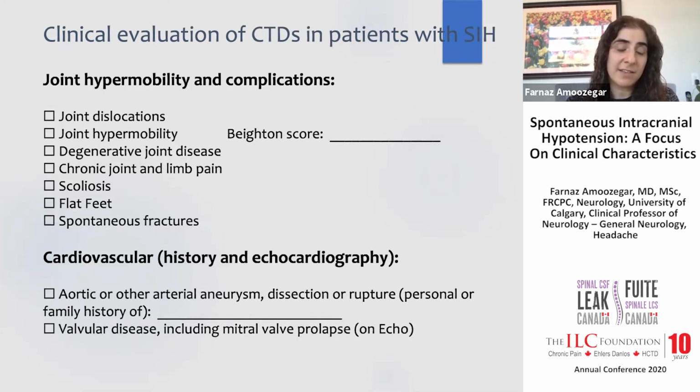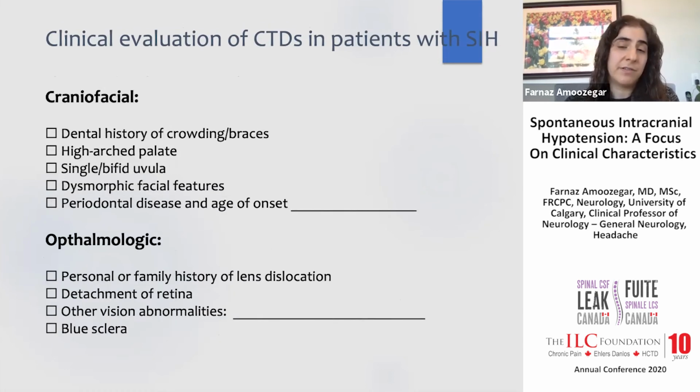And then also cardiovascular history, like we talked about. So if the patient has a history of aortic or other types of arterial aneurysms, dissections or rupture, valvular disease, etc. And in addition, the other things to look at would be craniofacial features, and ophthalmic features.